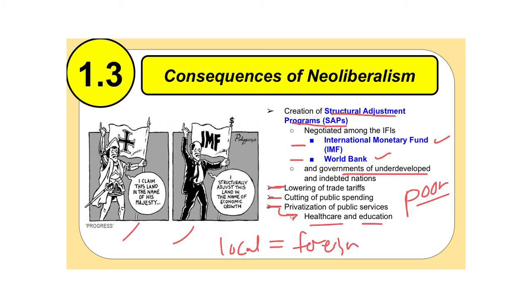Now, here's a graphic that's showing a little bit about what this entails. If you look back in the old days: I claimed this land in the name of His Majesty. And then the IMF comes to claim this newly freed country: I structurally adjust this land in the name of economic growth. So take this information for what you wish.